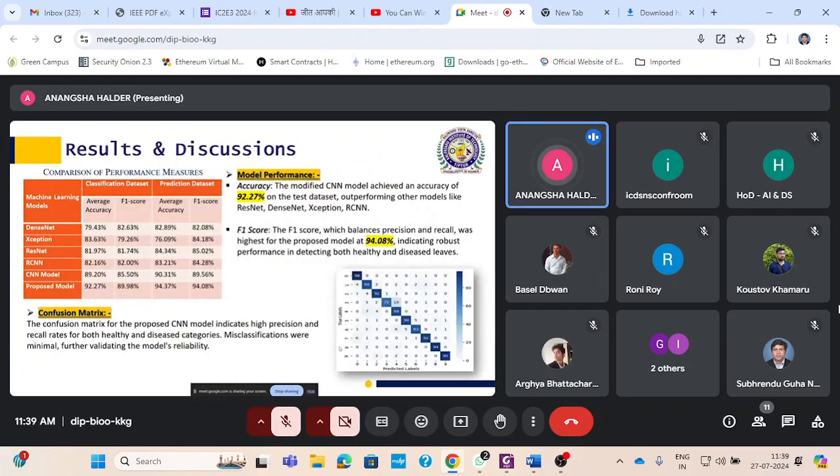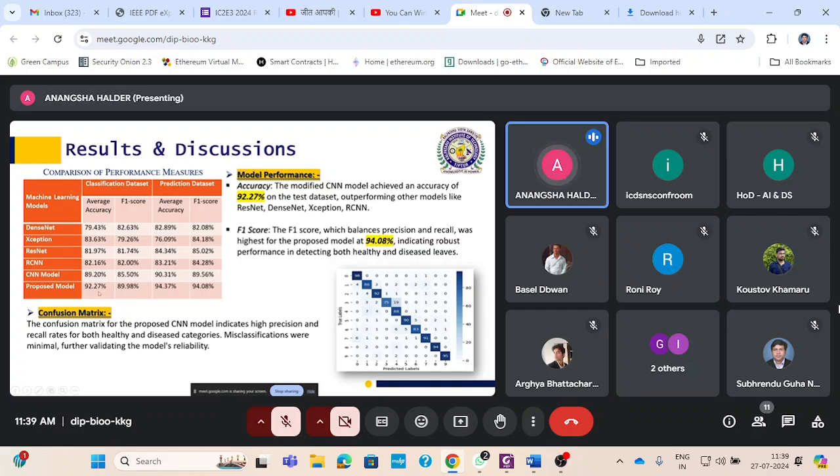Coming to the results and discussion, as I had mentioned, we have used several pre-trained models like DenseNet, Xception, ResNet 9, RCN, and a CNN model. These are some of the scores which were provided by the different pre-defined models upon our training.